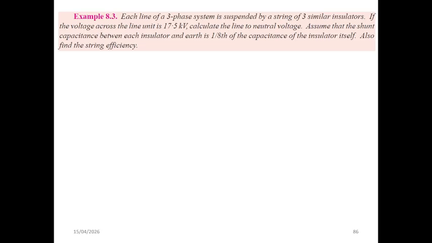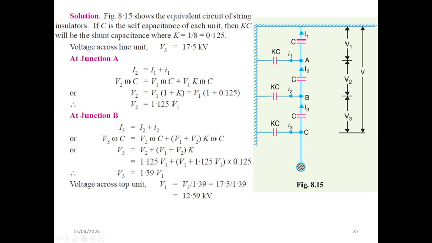So the objective of this problem is twofold. First, to determine the total line to neutral voltage across the insulator string, and second, to calculate the string efficiency. So we already discussed completely about this figure, so we can apply the KCL for this junction and this junction, and we can find simply the V1, V2, and V3 across each series capacitance. So we can have V at the end.